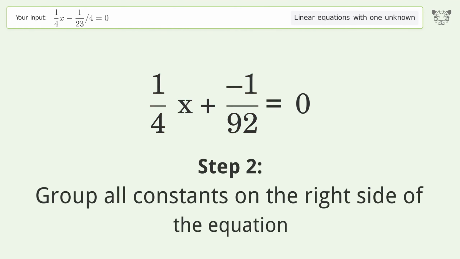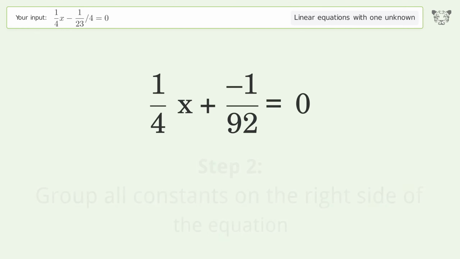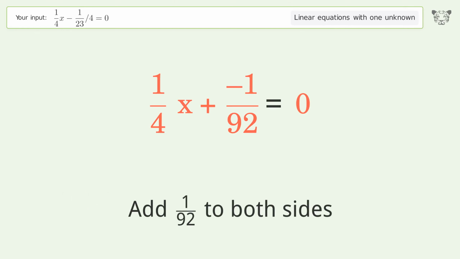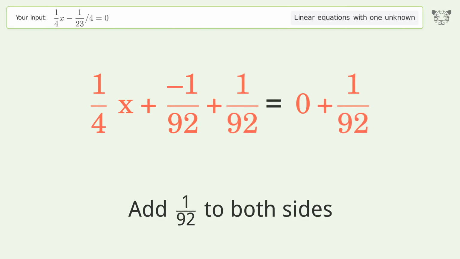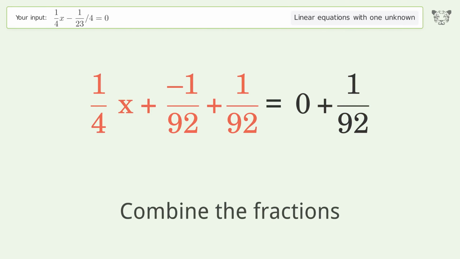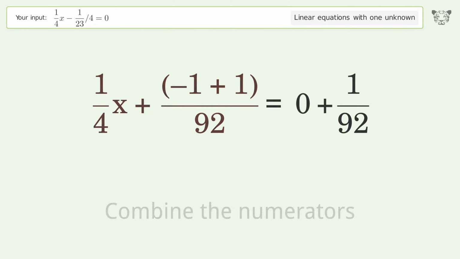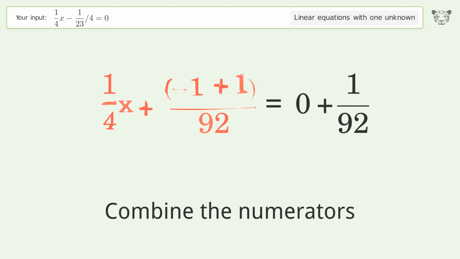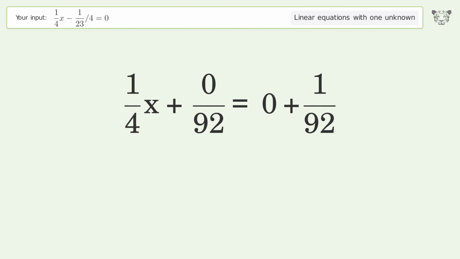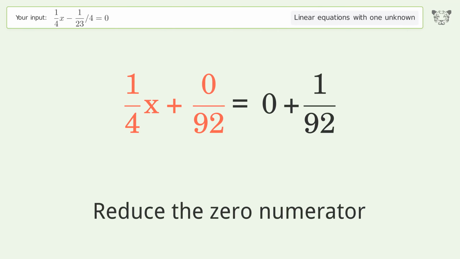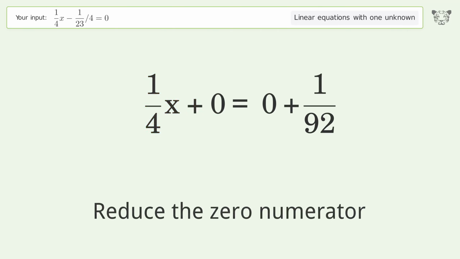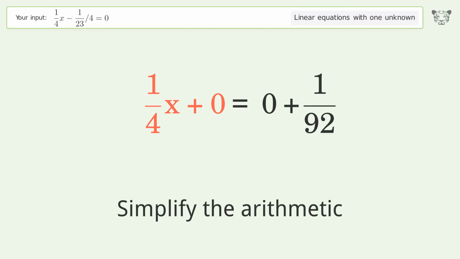Group all constants on the right side of the equation. Add 1 over 92 to both sides. Combine the fractions. Combine the numerators. Reduce the zero numerator. Simplify the arithmetic.